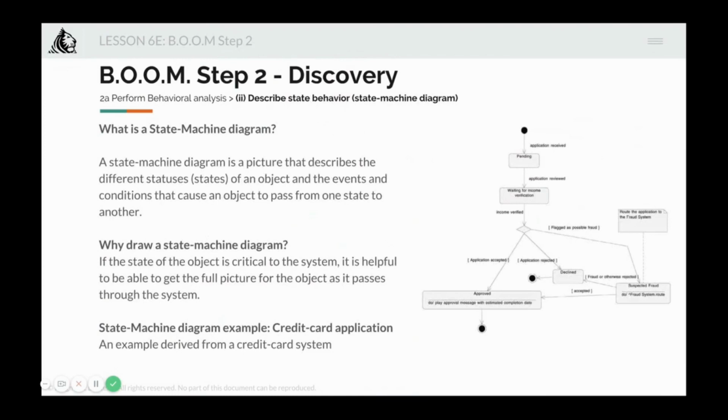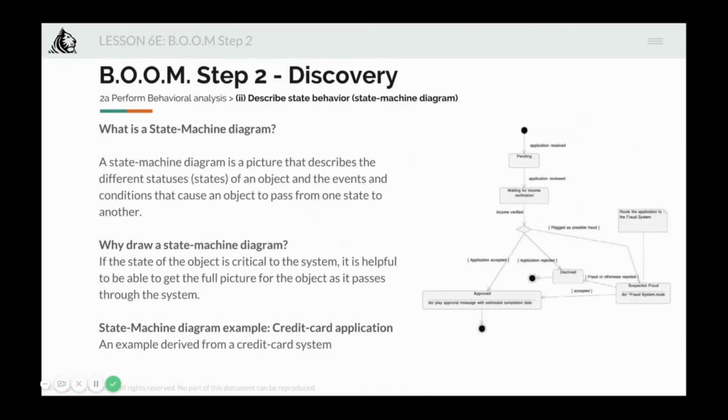So the behavior of an object over time could be surmised by analyzing system use case descriptions, activity diagrams, and so on. For example, one could gain an understanding of an insurance claim object by noting how it is handled during system use cases of receiving the claim, validating the claim, and paying the claim. But if the state of the object is critical to the system, it is helpful to be able to get the full picture of the object as it passes through the system.